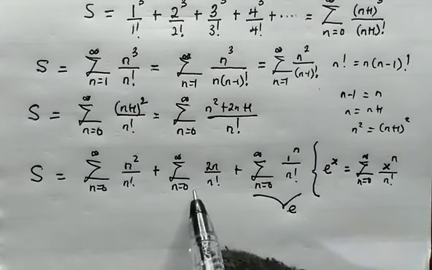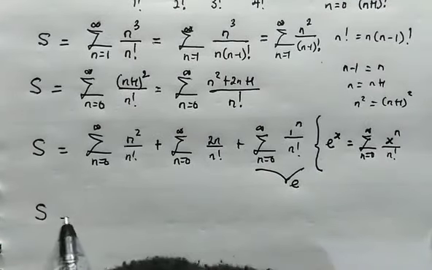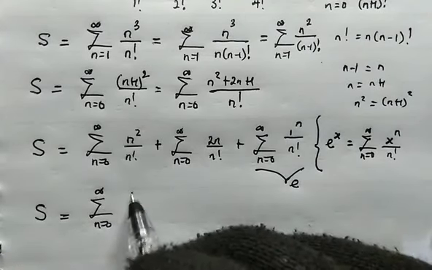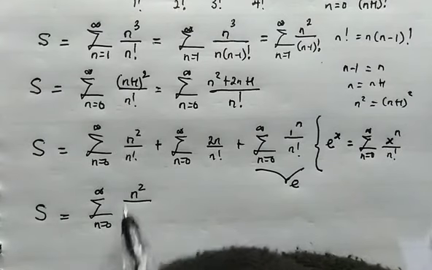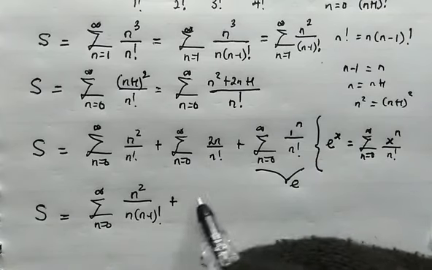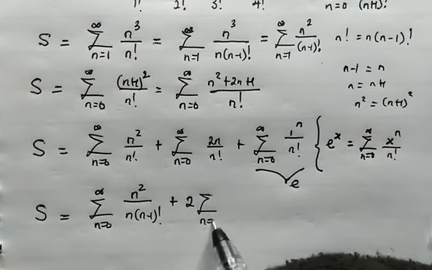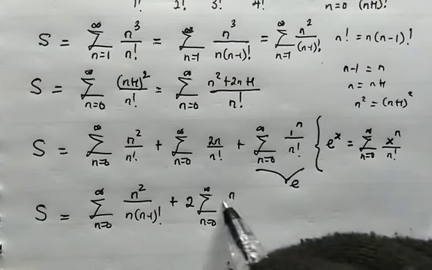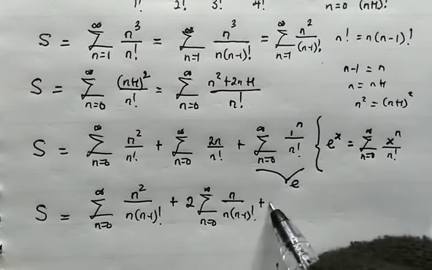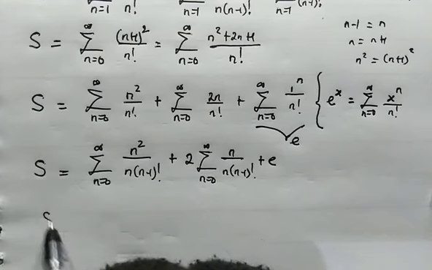Amazing. Now let's go back to the other sums. So here we have S equals the sum, as n goes from 0 to infinity, of n squared divided by n factorial, which is n times (n minus 1) factorial, plus here this constant 2 will be written out, right? So we have the sum as n goes from 0 to infinity of n all over n multiplied by (n minus 1) factorial, plus e. So from here we have some nice cancellation once again.